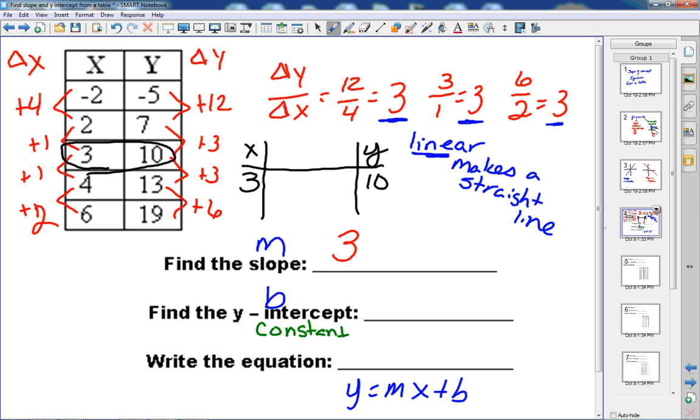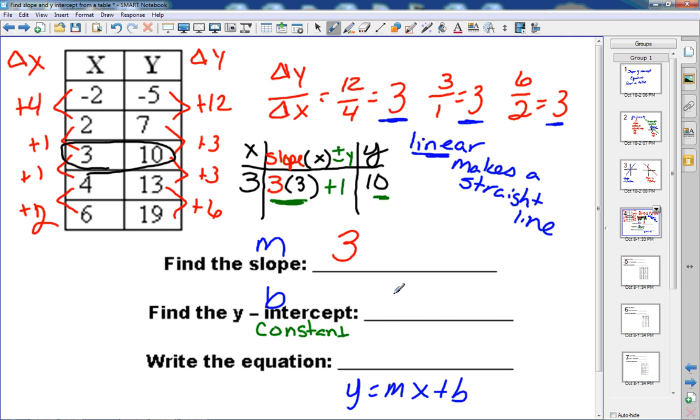Remember, the first thing you do is the coefficient or the slope. So I'm going to put the slope in there times x, and then I'm going to find my y-intercept. How do you do that? You multiply these two together, and you have to figure out what you have to add or subtract to find your y-intercept. 3 times 3 is 9. What do you have to do to 9 to get to 10? Plus 1. So the constant is plus 1.